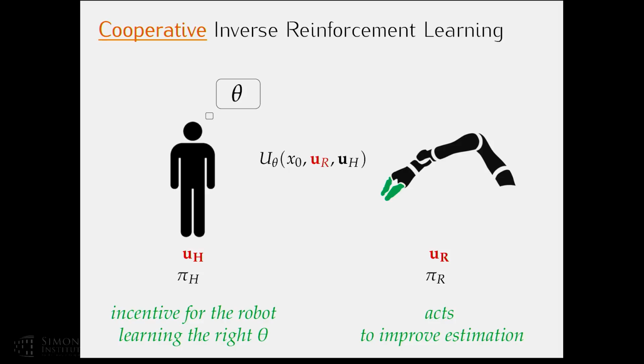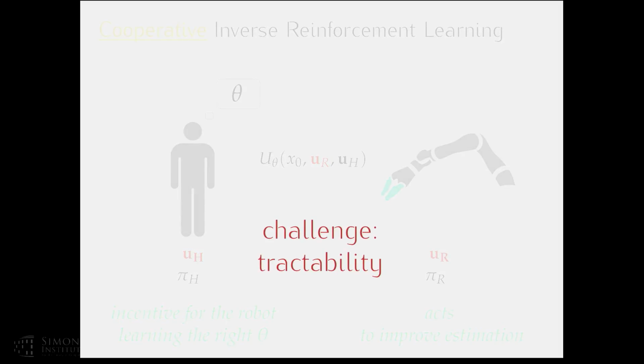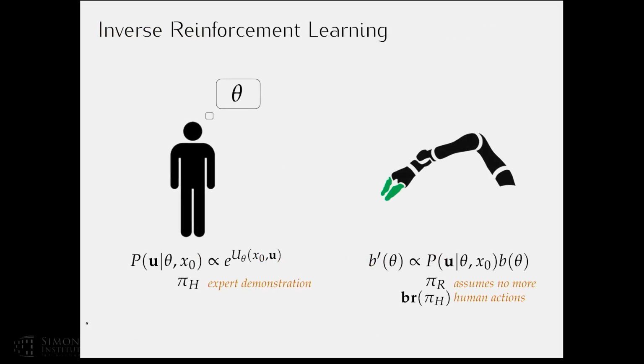We thought of this, we said, yay, success, but then, of course, there's the challenge of tractability to consider, which is how on earth would we actually solve this type of game? Inverse reinforcement learning is really one approximation that you can make to be able to solve this tractably, and the approximation is in particular that we're going to fix the human's policy to be an expert demonstration, and we're going to have the robot compute what in game theoretic terms would be called a best response to the human's policy.